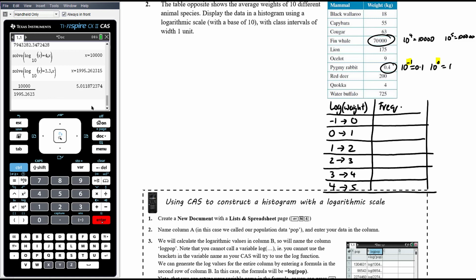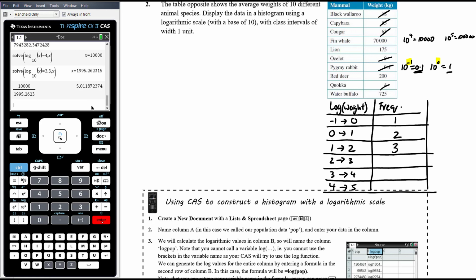Okay, so -1 to 0 is somewhere between 0.1 and 1, and there's just the 1 value in that category. 0 to 1 means we're between 10 to the 0 and 10 to the 1, so that's 1 up to 10. So any weights that are between 1 and 10. There are 2 weights between 1 and 10. This next one, from 1 to 2, is between 10 and 100. Any weights between 10 and 100, we've got 1, 2, 3 of those.